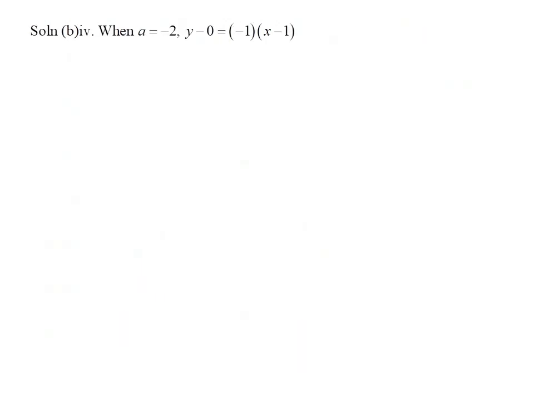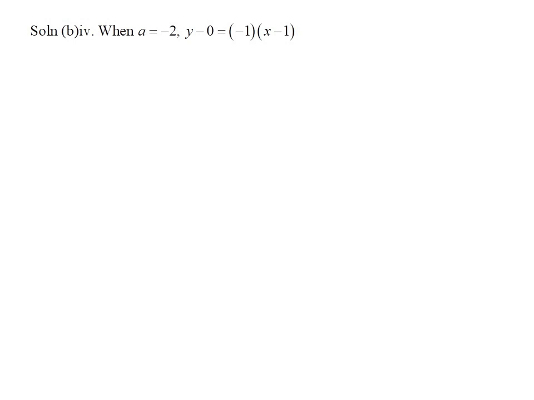Here we continue to answer part B of question 7. Since subpart 4 is to find the equation of one of the lines passing through point P that is tangent to the graph of f(x), we need to use the values obtained in subpart 3. When a equals negative 2, the gradient is 2 times negative 2 plus 3, which equals negative 1.